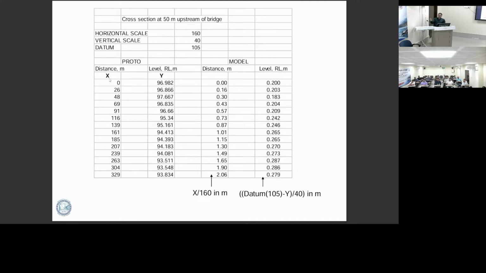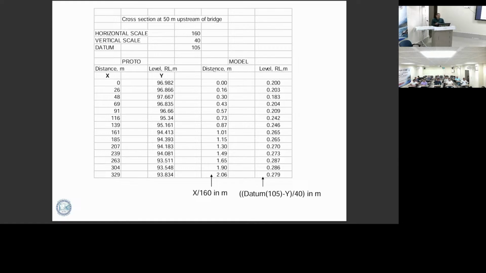See, X is the chainage and Y is the RLs, meaning bed RLs. Suppose the horizontal scale is 160 and the vertical is 40, and I told you the datum I have put is 105. Then how will this be? X will be directly divided by the 160 horizontal scale, because it is a horizontal dimension. So you get this in meters. Multiply it by 100, and you get centimeters, because generally we opt for mm or centimeters for precision in the model.